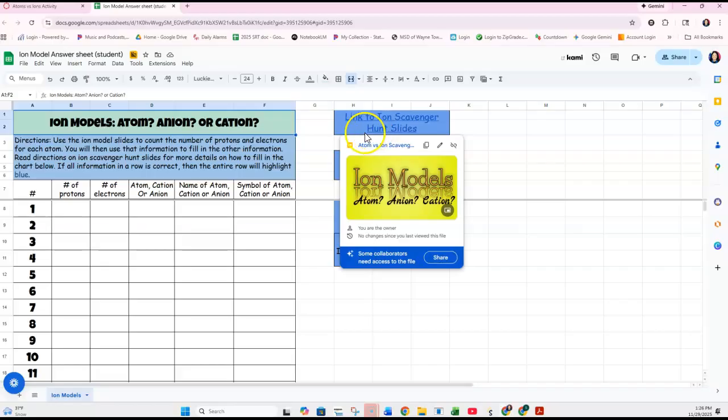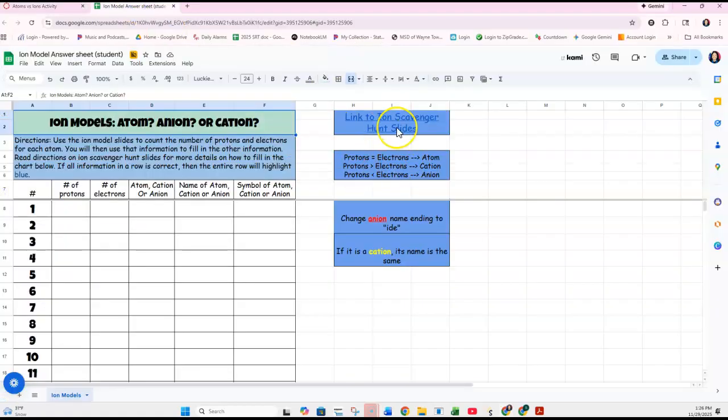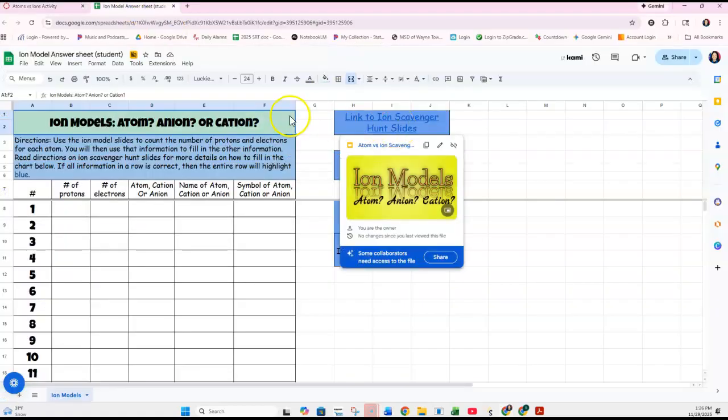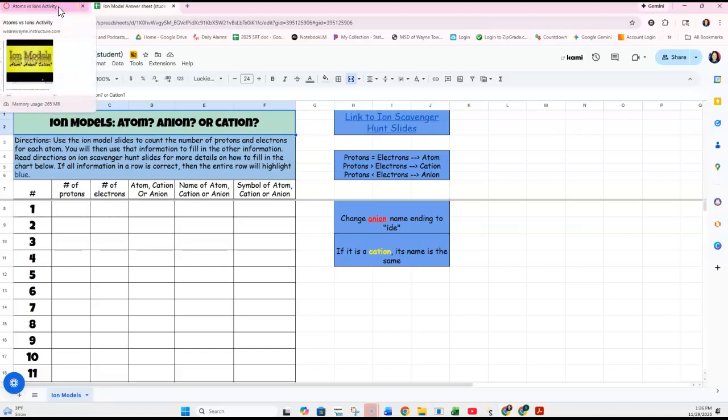So you can either go back to your Canvas activity here to get the slides, or you can click this link to open up the same slides. Either way, you do need to know that the information that you need is in the slides. It's in the first slide. Slides 2 and 3 are the ones that are very important to you.